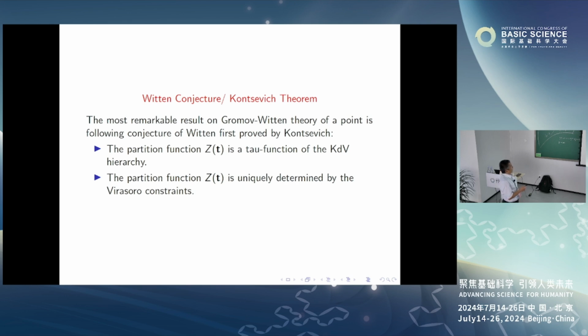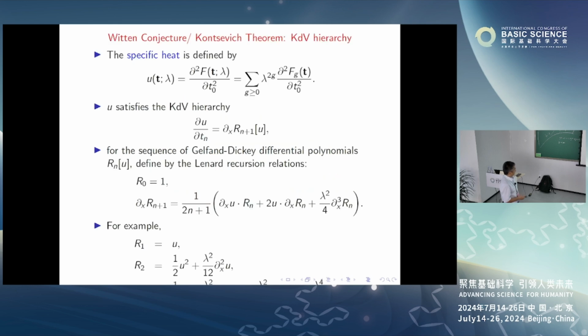Okay, so let me recall what the Witten conjecture, or Kontsevich's theorem, is about. This most remarkable result on the Gromov-Witten theory of a point is the following conjecture, first proved by Kontsevich. I think that there are many other proofs, including many proofs given by Professor Liu in the audience. So the first statement is that the partition function is a tau function of the KdV hierarchy. And the second statement is that it's uniquely determined by a sequence of Virasoro constraints.